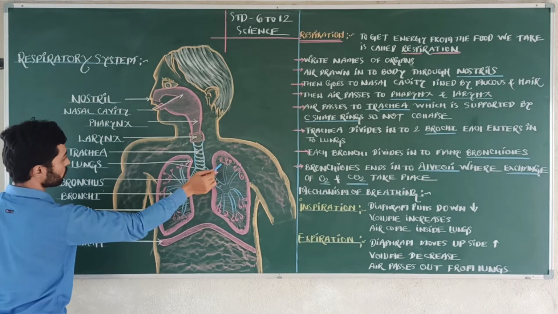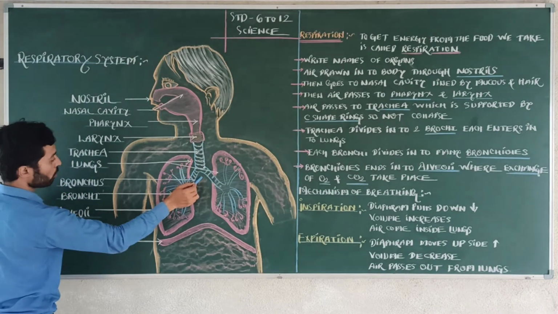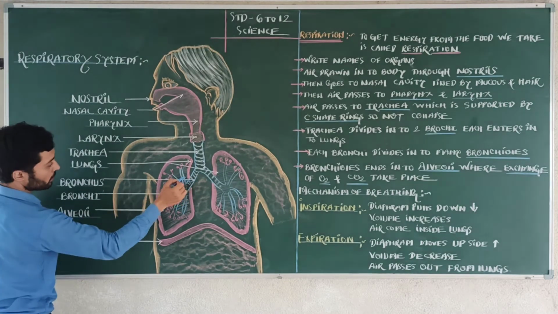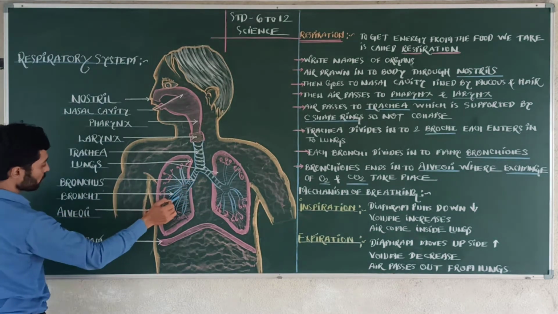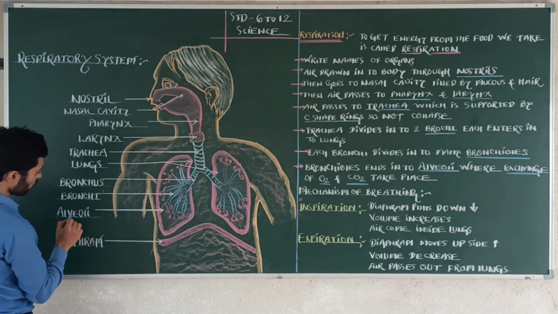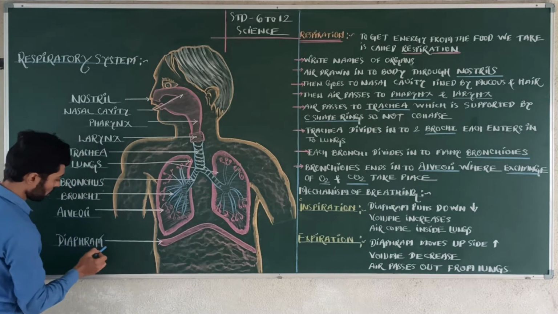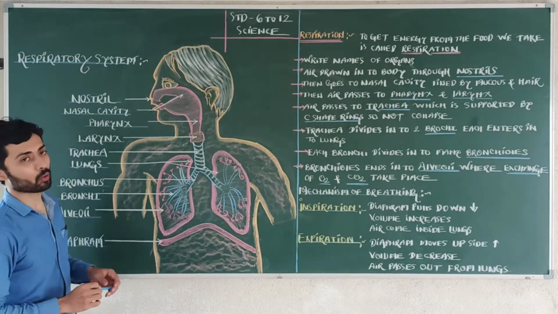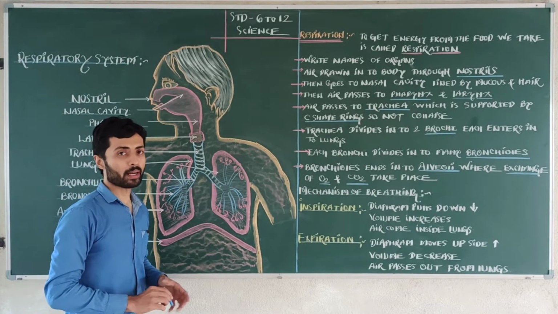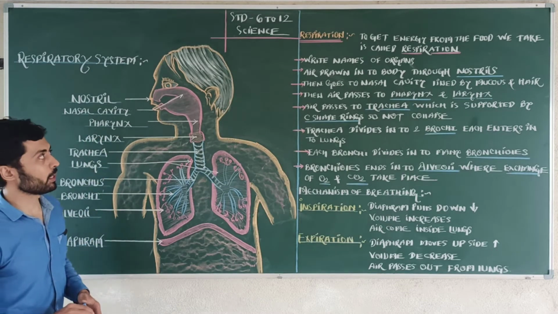There are two lungs. Then the trachea divides into two branches. It is called bronchus. Then bronchus divides into many bronchioles or bronchi. Then small circle-like structures are called alveoli. And the last one, a belt-like structure, is called the diaphragm. So in the second point of the answer, you have to write the names of all the organs included in the human respiratory system.